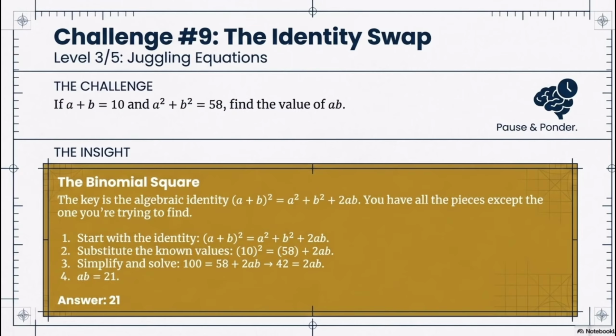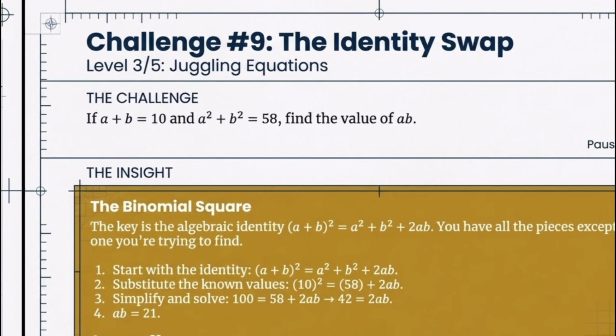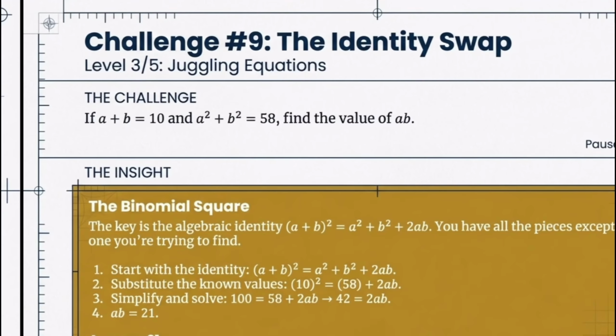The identity swap. So at this point, I do have a challenge: if a plus b is equal to 10 and a to the power 2 plus b to the power 2 is 58, find the value of a times b. If you remember, when we have the multiplication of one term by itself, or the square, we do have a rule, a formula. It would be a to the power 2 plus b to the power 2 plus 2ab.